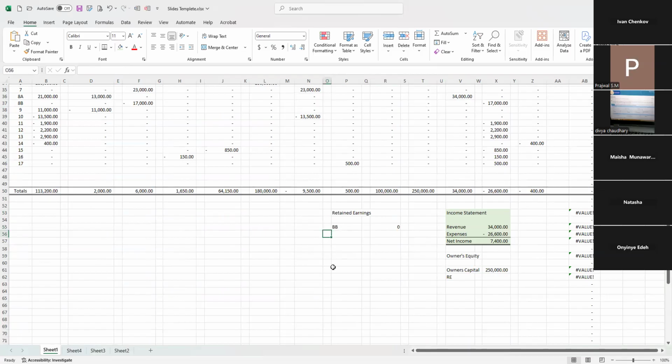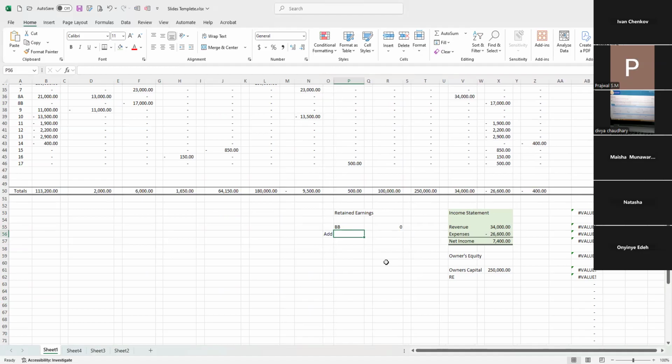Then what do we have to add? We have to add net income. Do we know the net income? Yes, 7,400. We calculated 7,400. And then we have to deduct the declared dividends. Do we know the dividend? It's 400. Yes, 400.